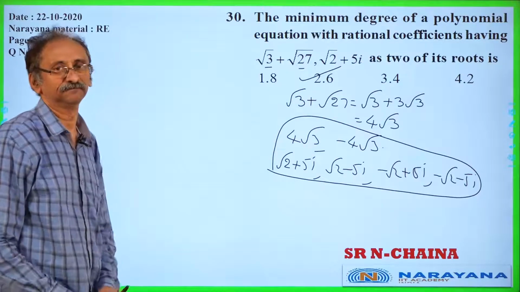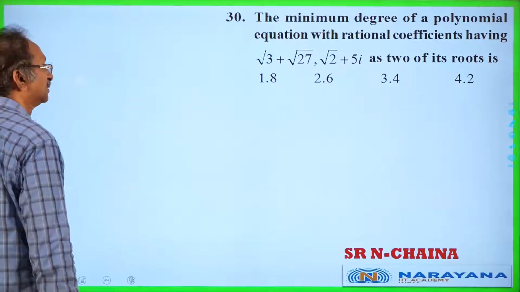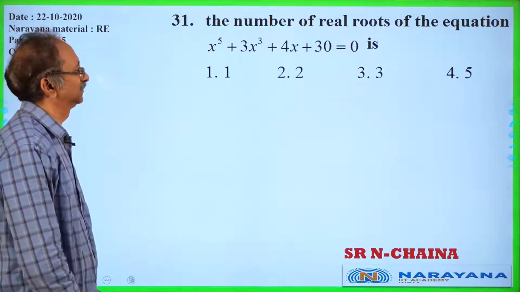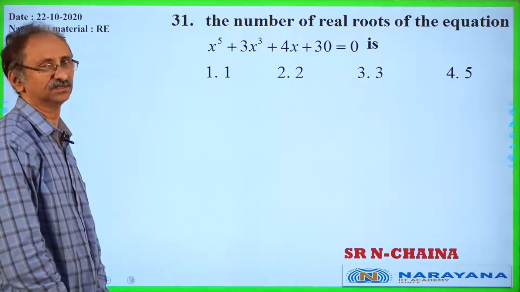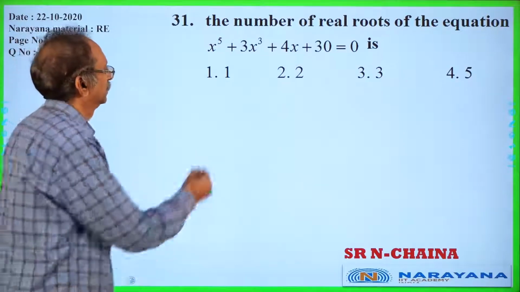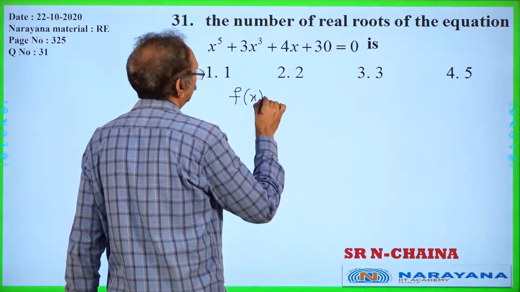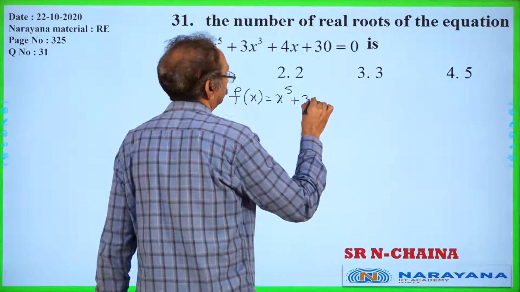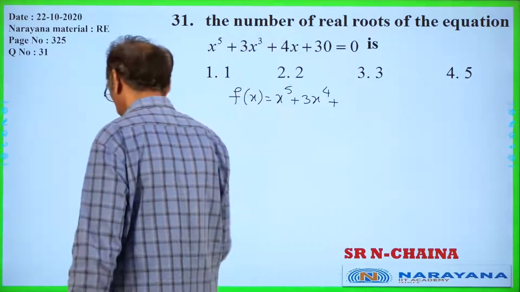Okay students, right, you go to the next one. This is same. The number of real roots of the equation. See, we can use Newton's rule or simply write this function first. F of x, x power 5 plus 3x power 4. Sorry, it is x cube.